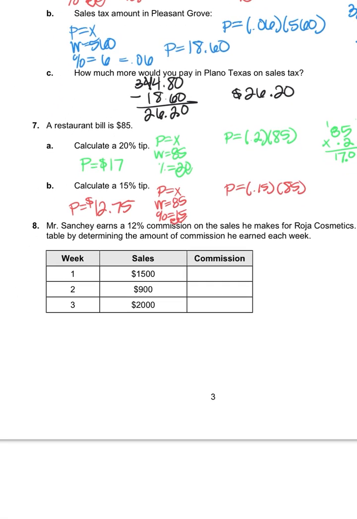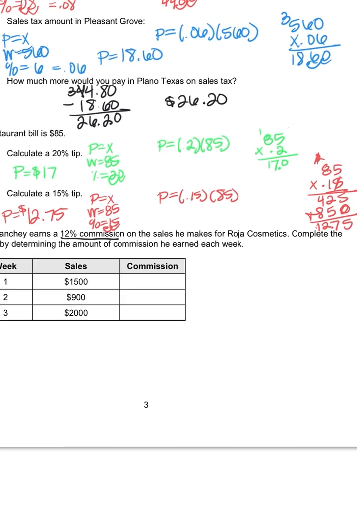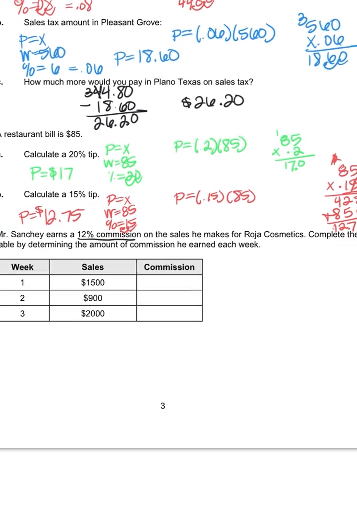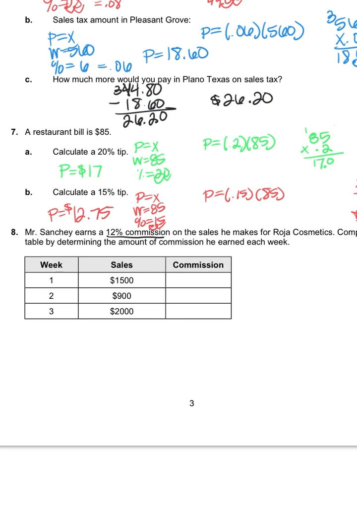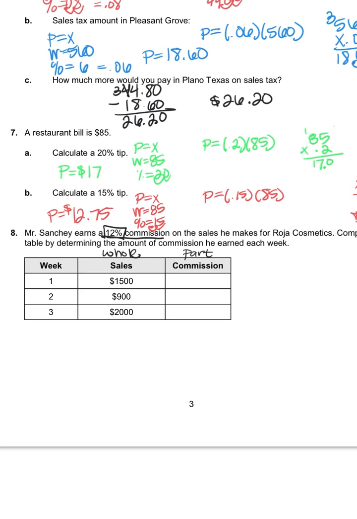All right, Mr. Sanchi earns 12% commissions on the sales he makes at the Roja Cosmetics. Complete the table by determining the amount of commissions he earned each week. All right, so when we are looking for the commissions, we are looking for our part. The week is our total, and we have our percentage up here. So we are looking for part on each of these. So I'm going to go ahead and use the equation for all 3 of these.